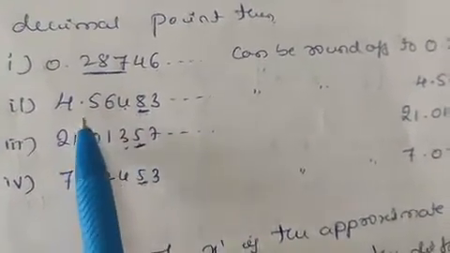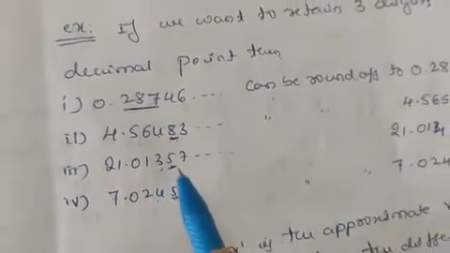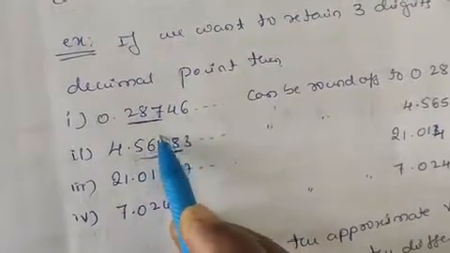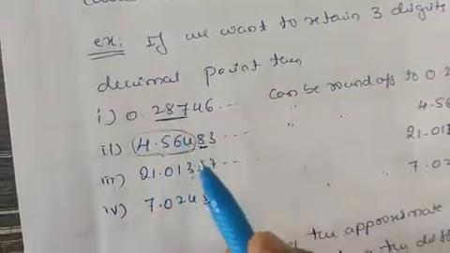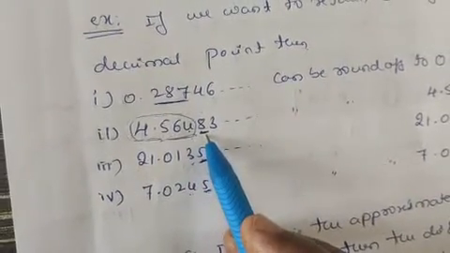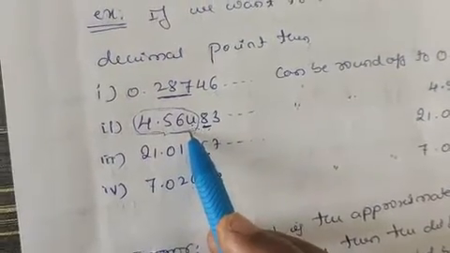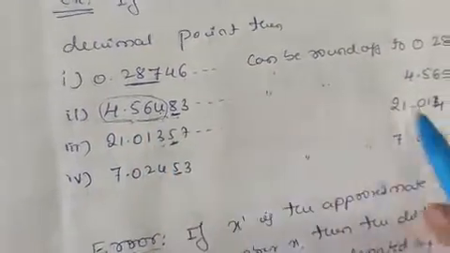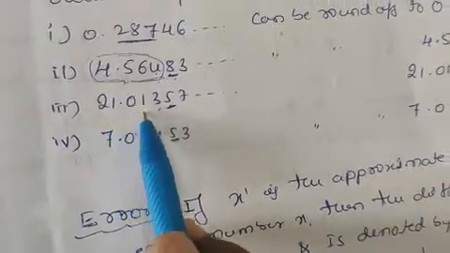The next example is 4.5648. Because we want to round off only up to 3 decimal places, we want 3 digits after the decimal point. So after 3 digits we check the next number. Here it is 8. If this number is greater than 5, then we have to add 1 to the previous digit. Then its round off number is 4.565. And the next one is 21.0135.